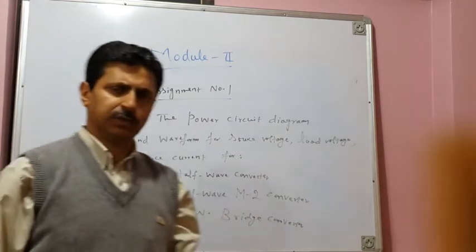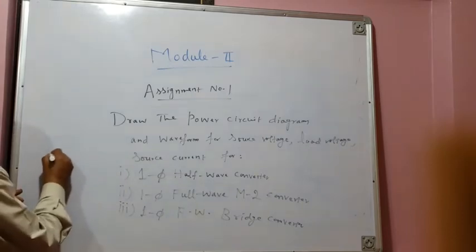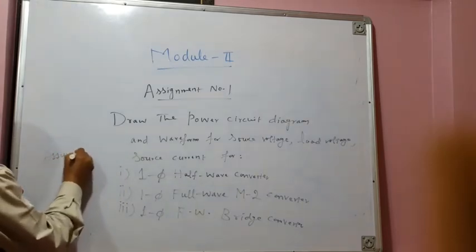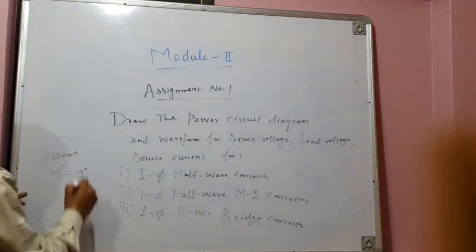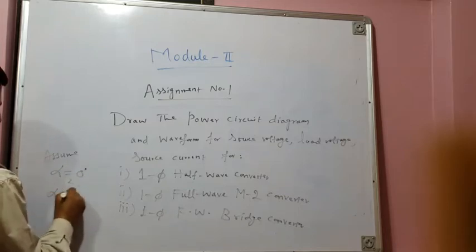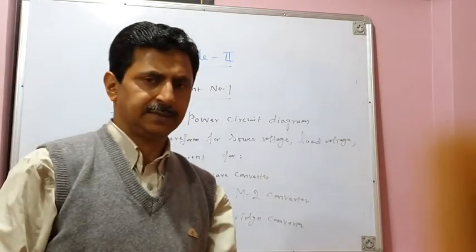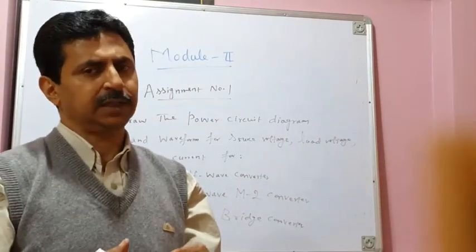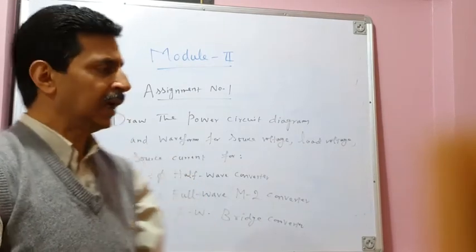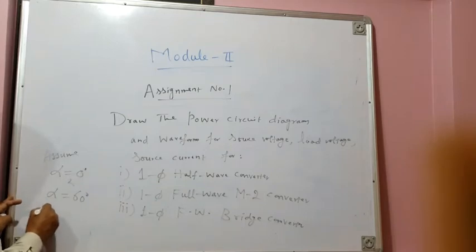Assume firing angle equal to 0. Assume alpha equal to 0 degree and alpha equal to 60 degrees. Draw the waveforms at these two delay angles. First, alpha equal to 0 degree and then alpha equal to 60 degrees. And assume a highly inductive load.